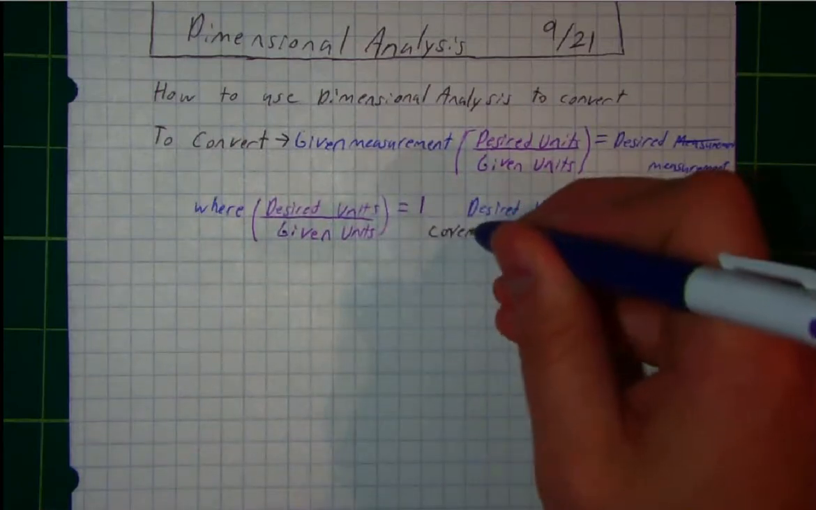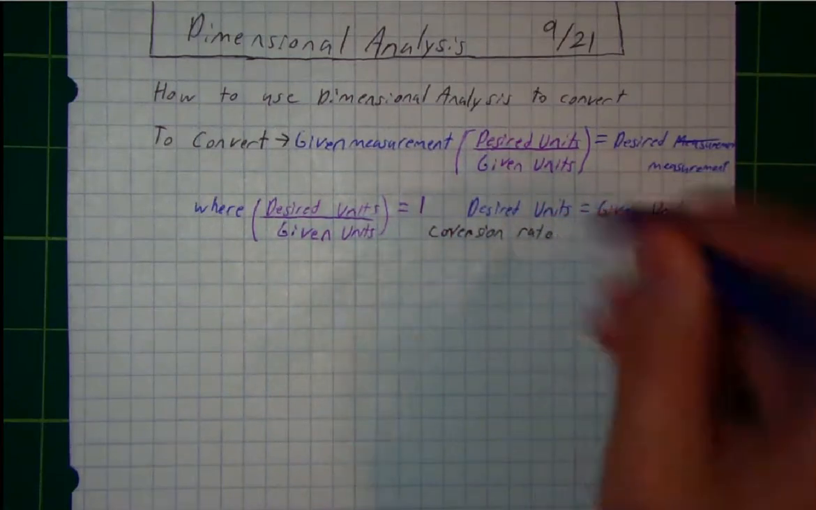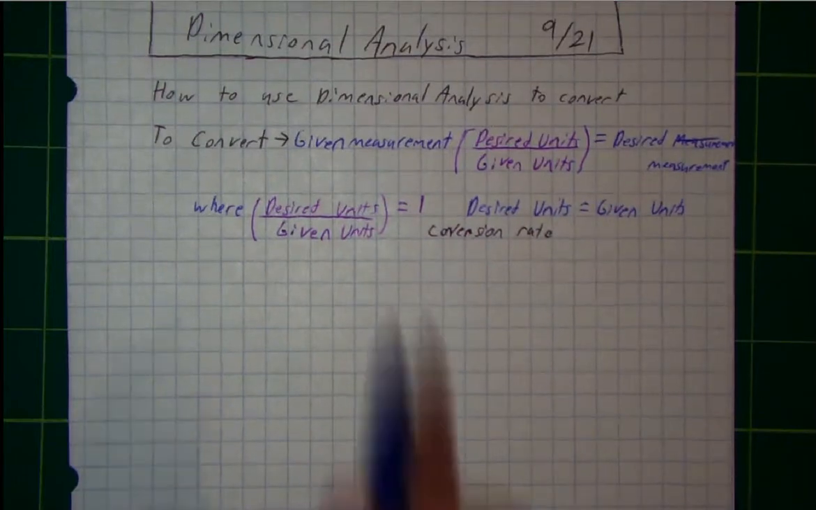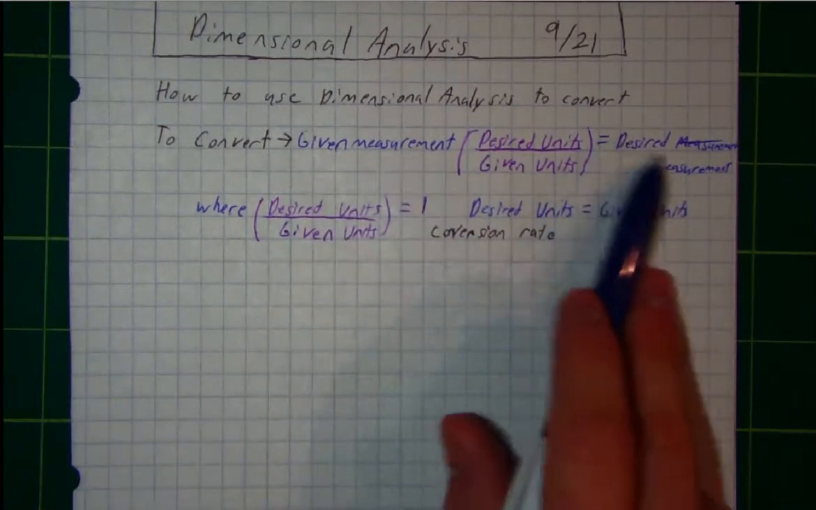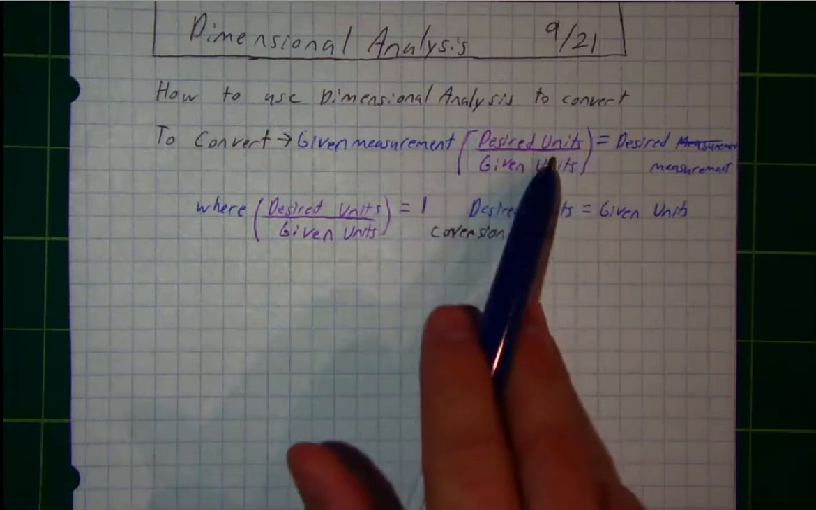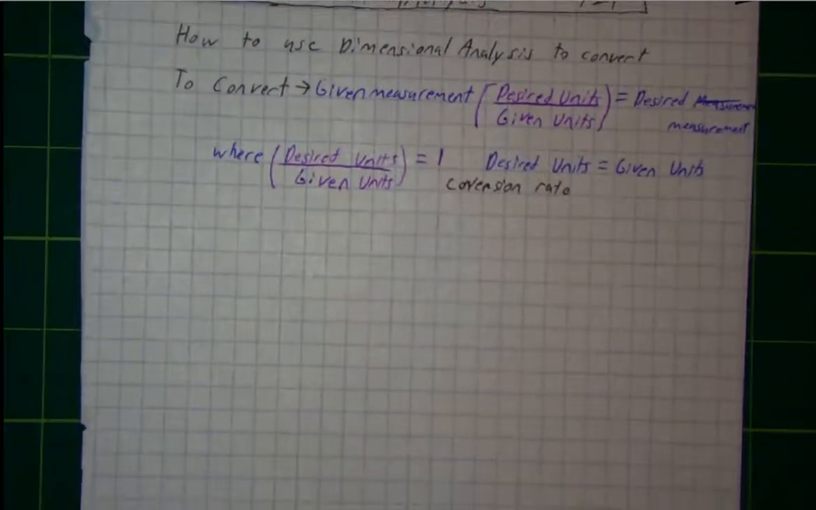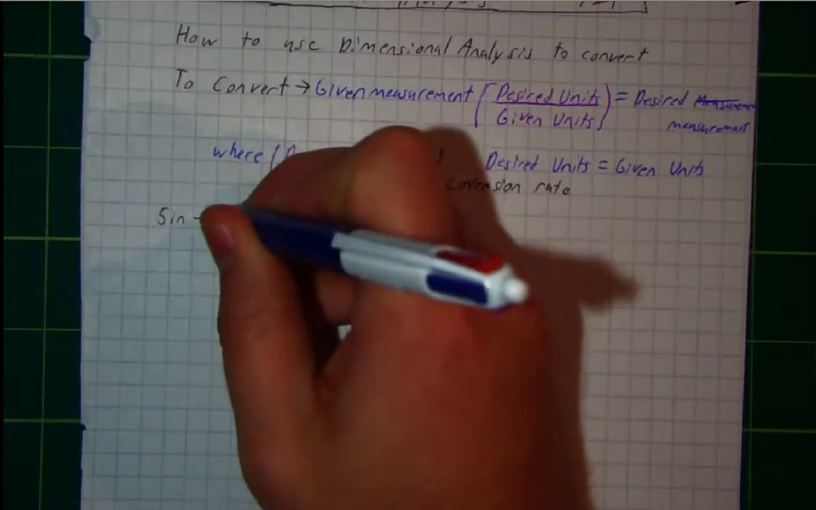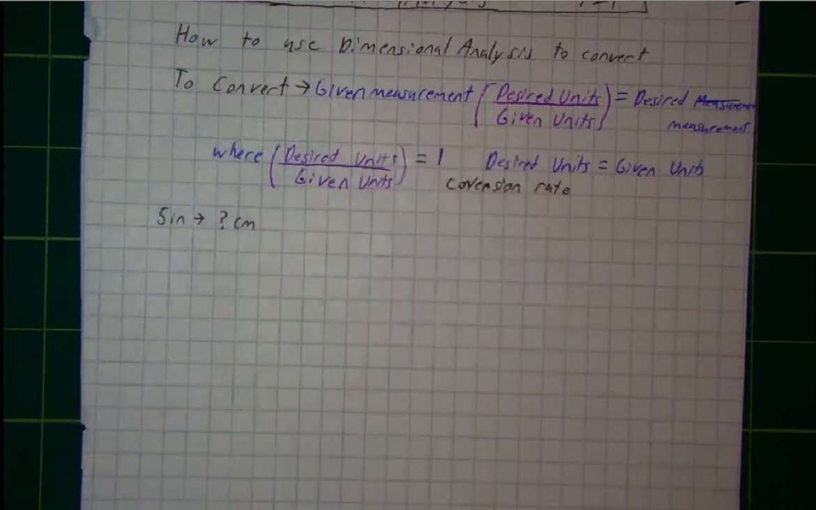Make sure we can spell conversion rate correctly. It is very important that you recognize that this says given measurement and this says desired measurement, whereas these say units. That's a very important distinction. Let's see if we can figure out exactly what we're talking about. What if I wanted to convert 5 inches to some centimeters? How would we do that?